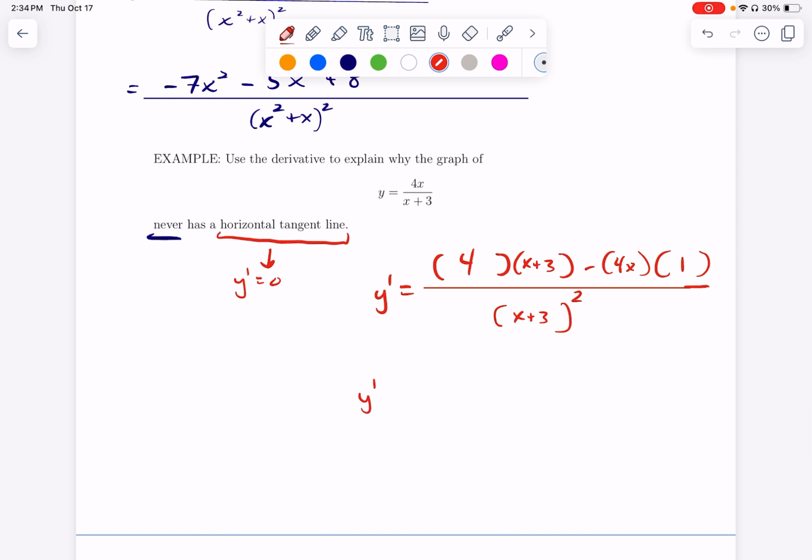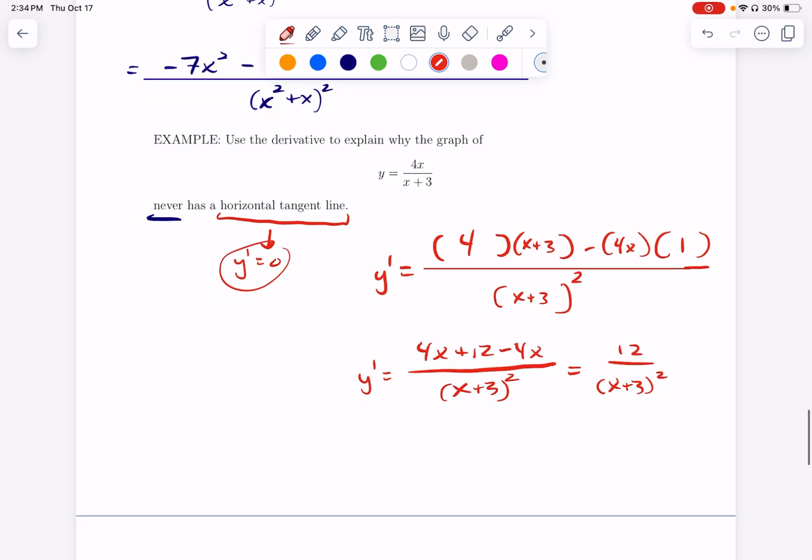And what happens when I simplify this? If I distribute up top, I get 4x plus 12 minus 4x all over x plus 3 squared, which is 12 over x plus 3 squared. So that's our derivative form. If we want to find a horizontal tangent line, it means we're thinking about when is y prime equal to 0. So if y prime is equal to 0, that means 12 over x plus 3 squared is equal to 0.